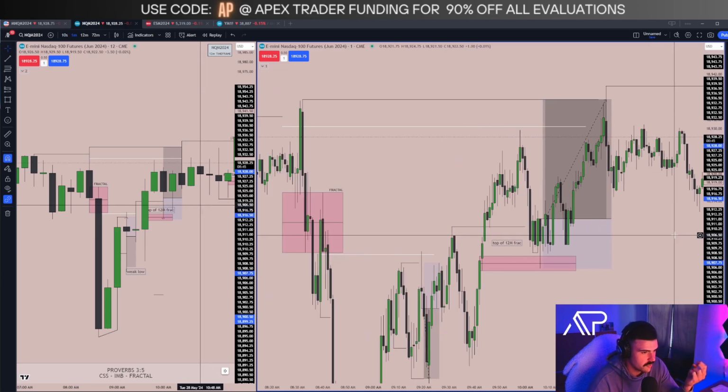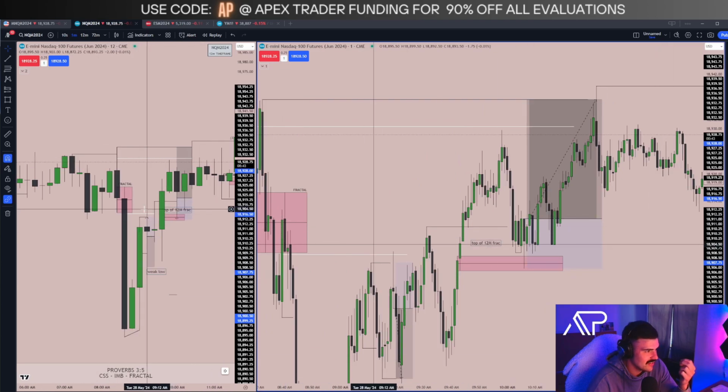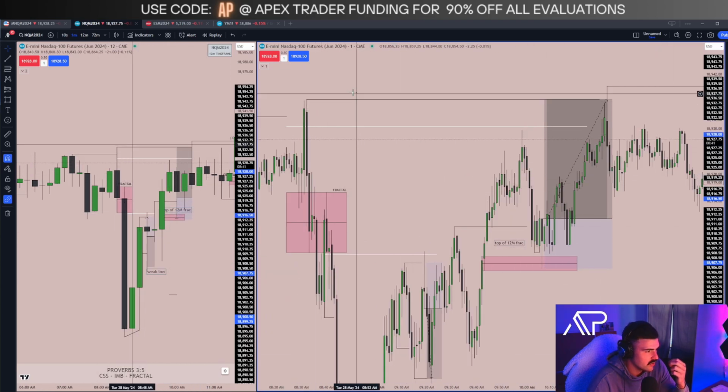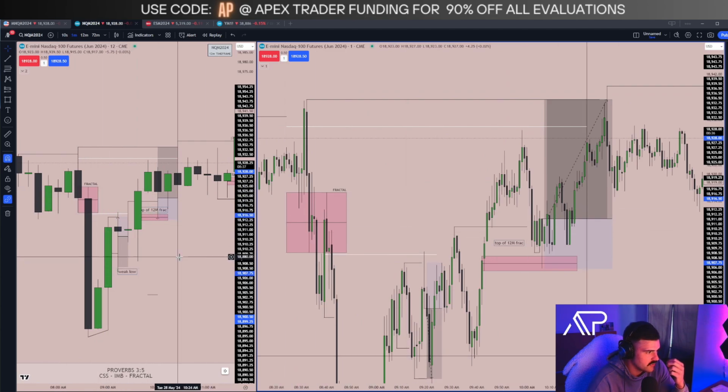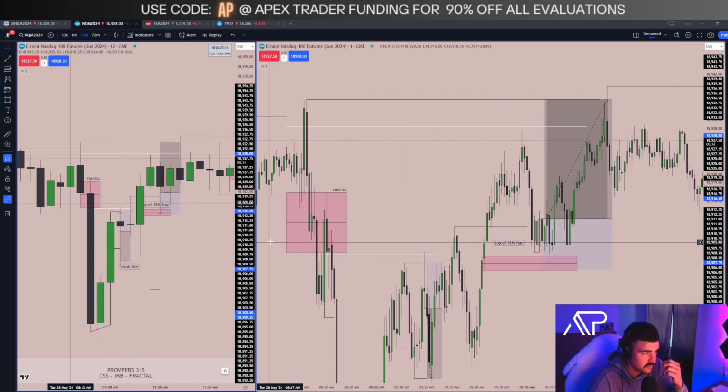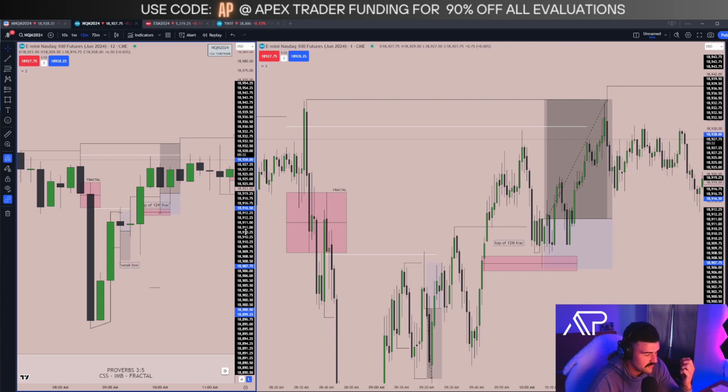But in terms of a terminus here, you can anticipate this to be a target as a terminus right up here directly because of how violent this close back above this imbalance was, right? This is a big imbalance to close above. And that is a very, very significant thing that the market will do. And it's a really, really good tip, right?